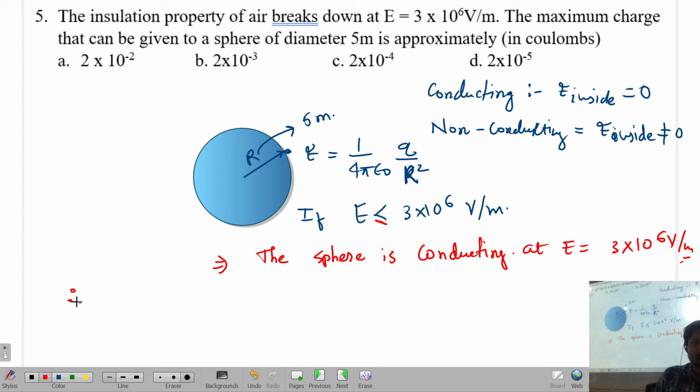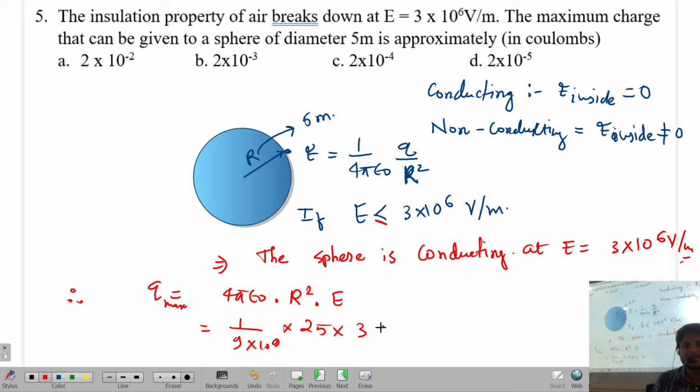Okay. So therefore, what is the value of charge at this electric field? Maximum charge at this electric field is how much? 4 pi epsilon naught into R square into electric field E. Yes or no? This is the value, or not? Now 1 by 4 pi epsilon naught is 9 into 10 to the power of 9. So it is going to be 1 by 9 into 10 to the power of 9. R square is how much? 25. Electric field is how much? 3 into 10 to the power of 6. So how much charge is stored? Charge stored is 2 into 10 to the power of minus 3.